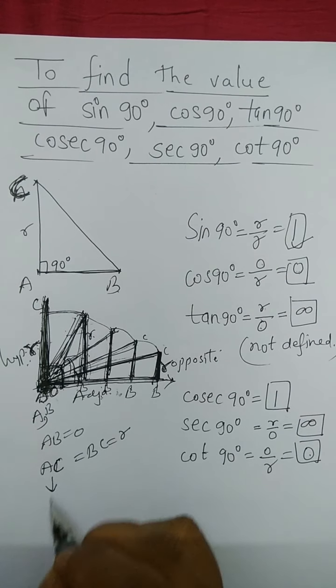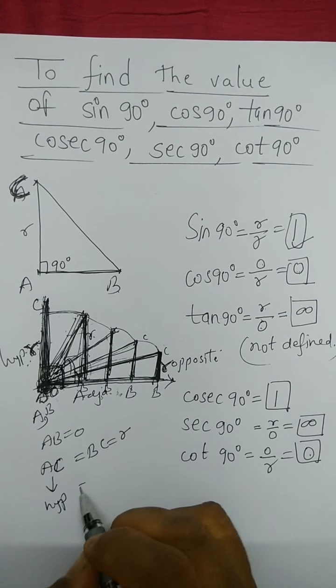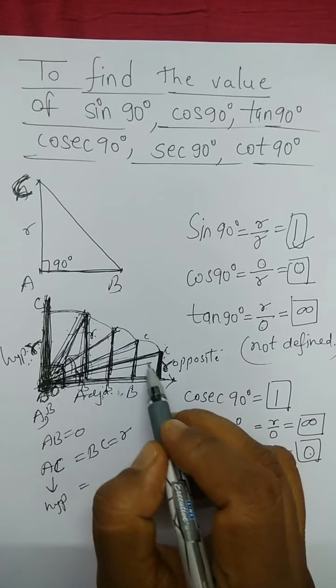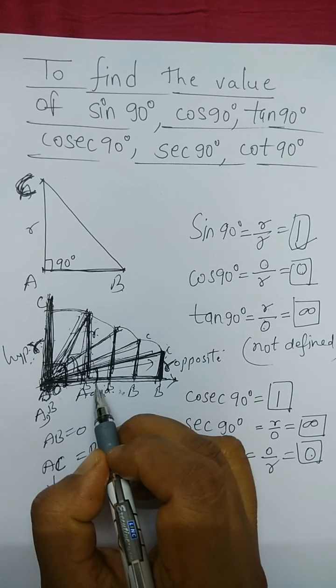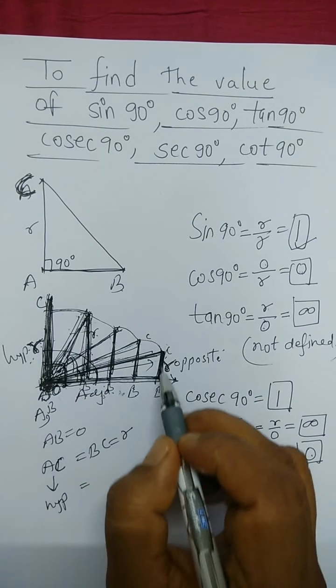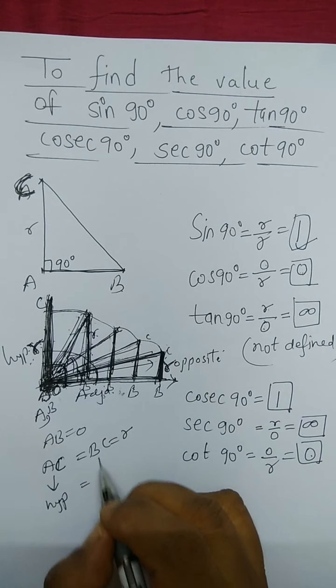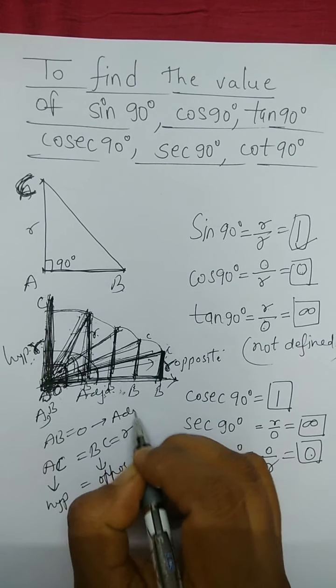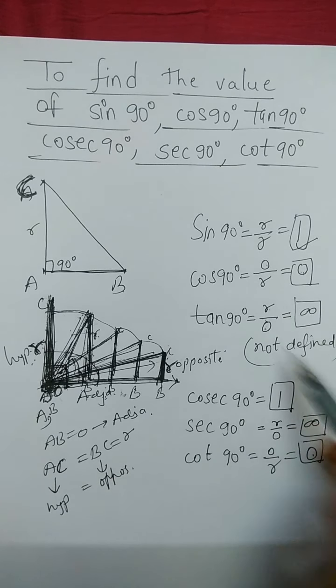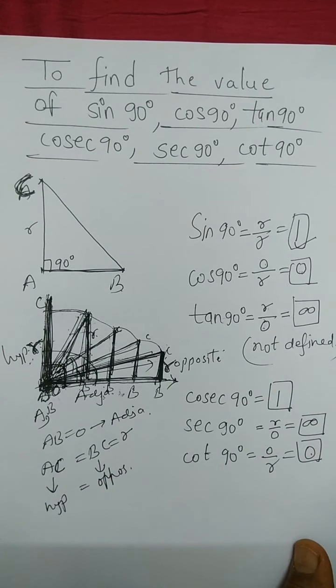Then AC is nothing but hypotenuse and BC is opposite side for this angle. So this angle is becoming 90. So this is opposite and this is adjacent side. Now you put in this formula and calculate it.